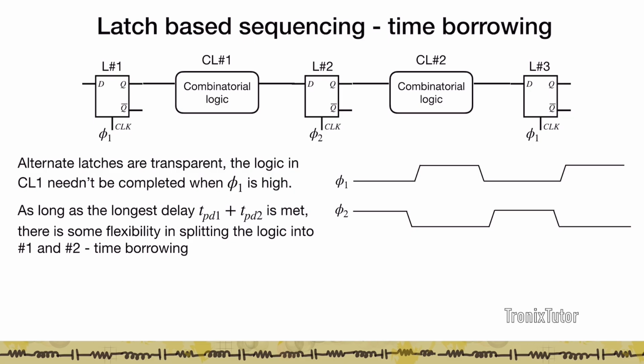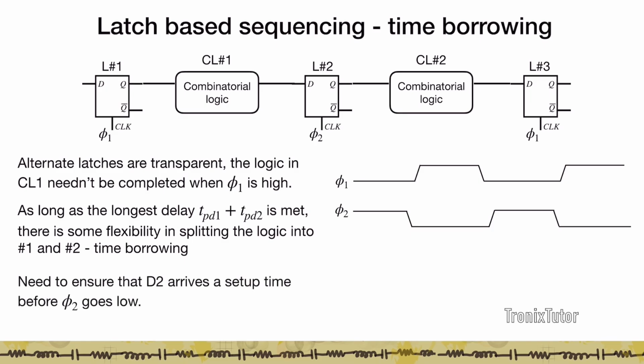We don't necessarily have to split the logic equally. We can tolerate some skew in the logic splitting, and that is known as time borrowing. That is, I can borrow some time from the second logic into the first logic if design needs that. We just need to ensure that D2 arrives a setup time before phi2 goes low, right?